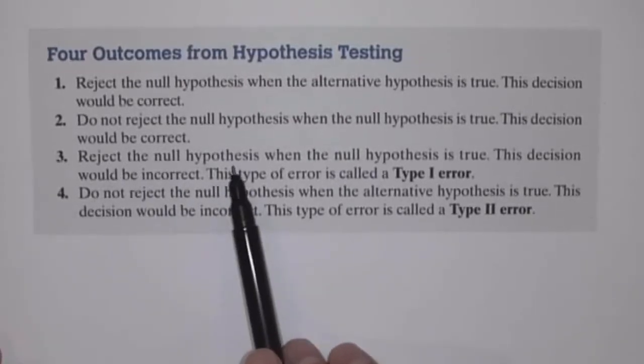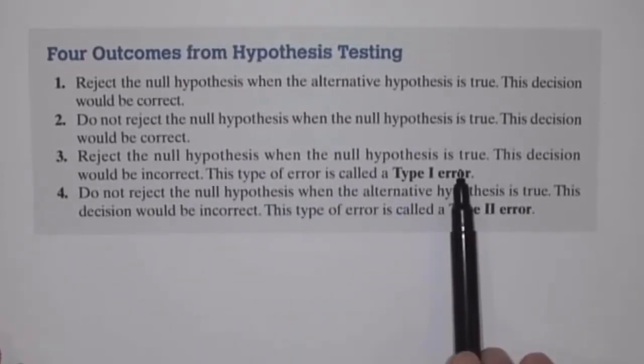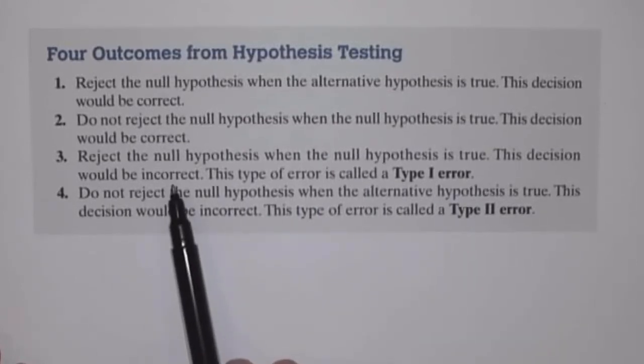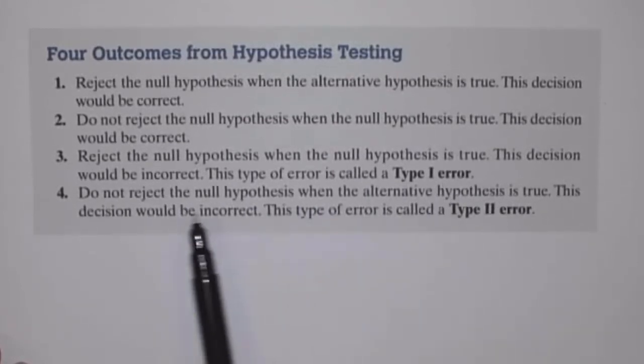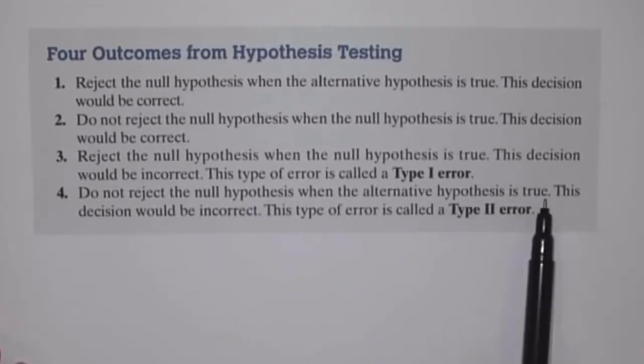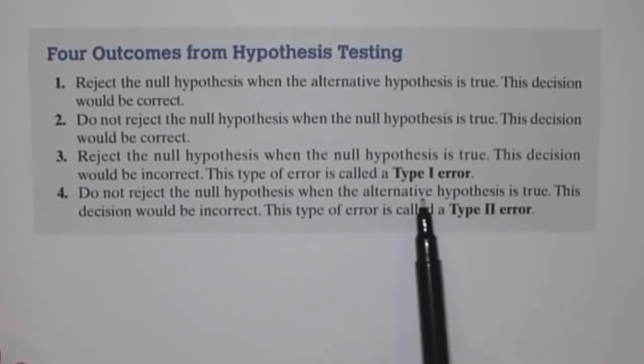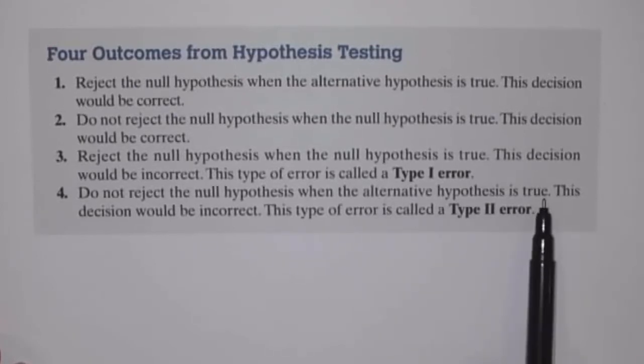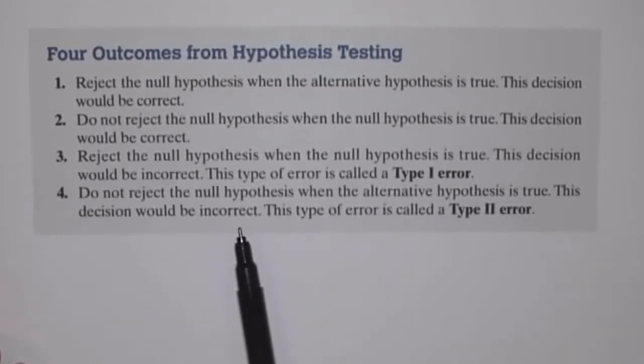3, we reject the null hypothesis when the null hypothesis is true. This decision would be incorrect, and this is a type 1 error. 4, we do not reject the null hypothesis when the alternative is true. So the alternative is true, but the null is false. This decision would be incorrect, and this is a type 2 error. So this is the results of what we saw in our previous page.